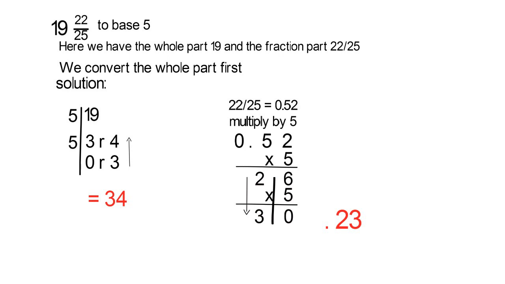So I write down my result, which will be 0.42. And you know that we had already converted 19 to base 5. So what is our answer? We merge it together. This will give us 34.42 base 5. Do you get that?